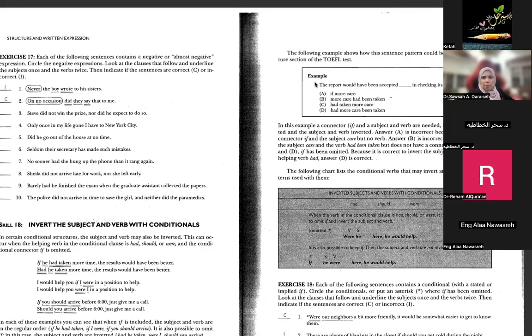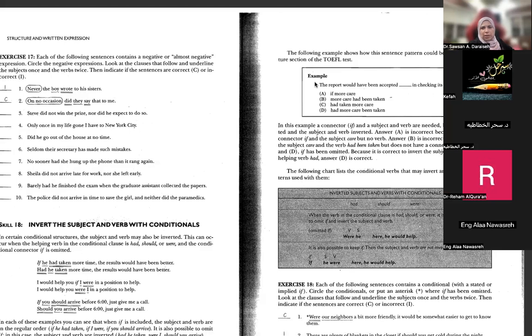Okay, let me read the options for you while you are thinking. The report would have been accepted. So we're starting with the main clause and then the if clause, because look, would have been accepted. This is main clause type 3, right? The report would have been accepted if more care had been taken in checking its accuracy. Had taken more care in checking its accuracy. Had more care been taken in checking its accuracy.